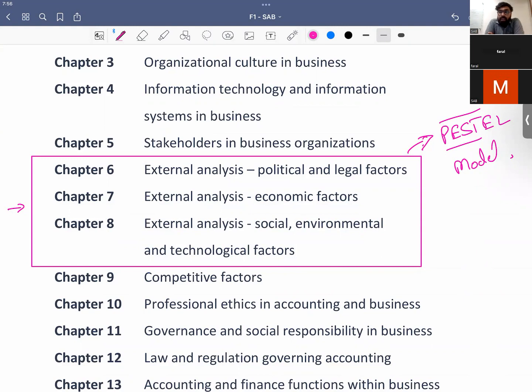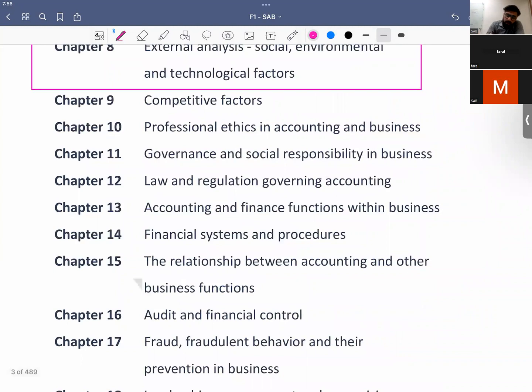So these 3 chapters contain the PESTEL analysis, and these are very good chapters, as they can be tested in any exam. If you do AFM, SBL, or AAA, different topics are tested from these chapters, right? So it's one of the important chapters. Then we have competitive factors, in which we read Porter's 5 forces. I guess you know Porter's 5 forces. Then we have professional ethics. Ethics is basically a major part of a person, of an accountant.